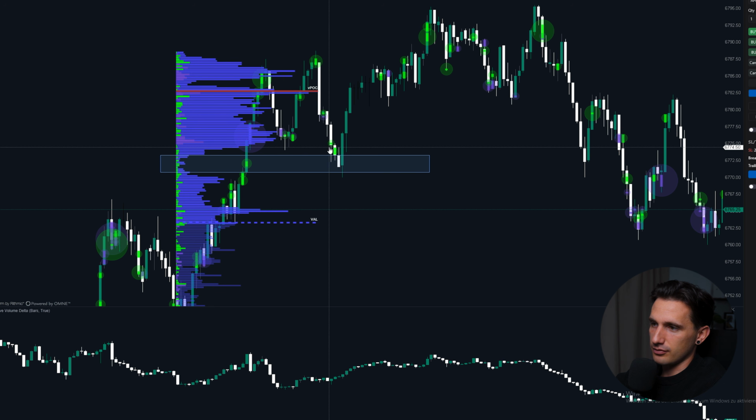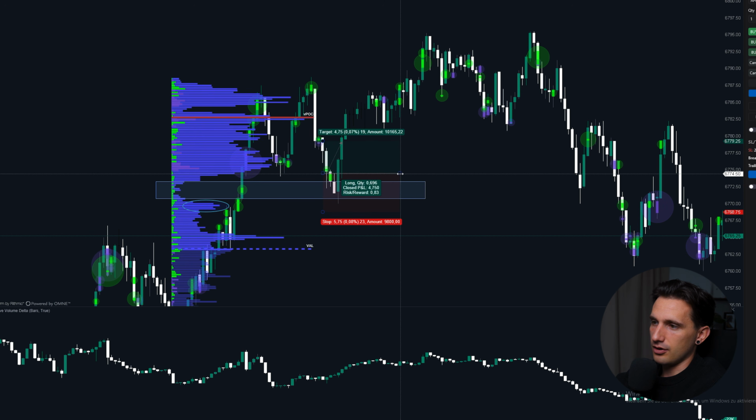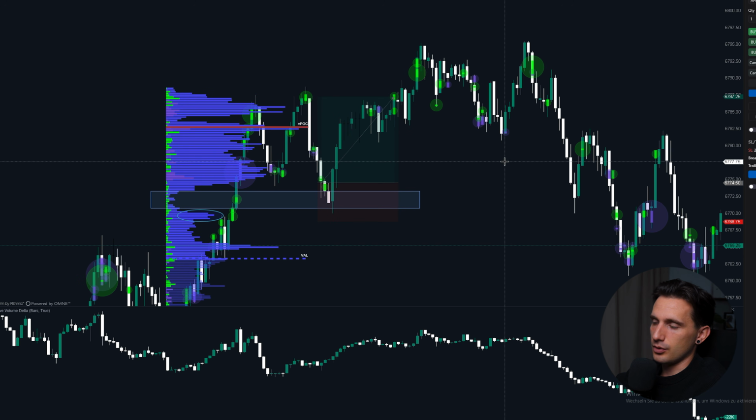So I will jump in on the first buying signal right here. Stop loss goes underneath this volume node down here, right? That's my protection, and we are looking out for the last high right here. Again, a 1 to 2 risk to reward.